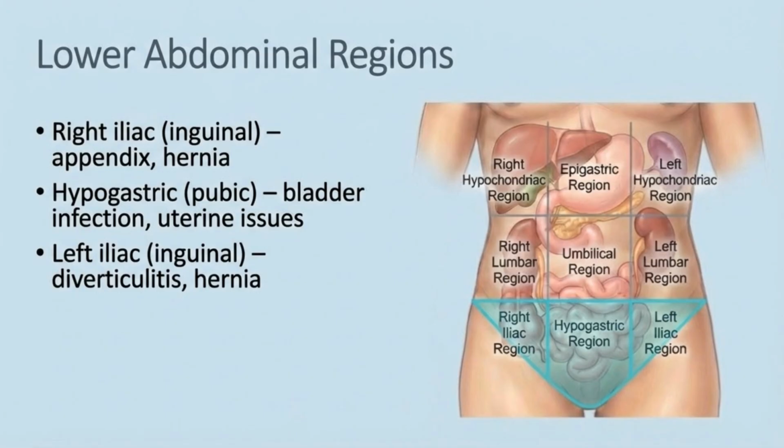The hypogastric region is the lower central region of the abdomen. The prefix hypo means below, and gastric refers to the stomach. This region is often used in documentation related to bladder, reproductive, or lower intestinal conditions.